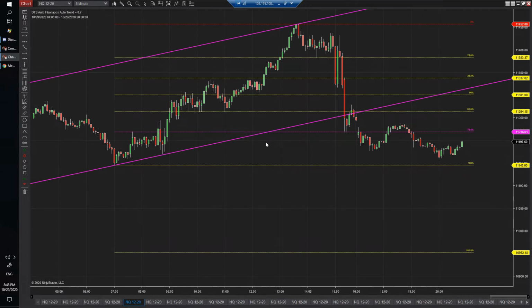This is the same indicator plotted on a minute chart. So this is a 5-minute chart. It's going to draw the same trend lines. It's going to plot those Fibonacci levels between that trend, and it's going to also plot the extra lines of the Fibonacci.